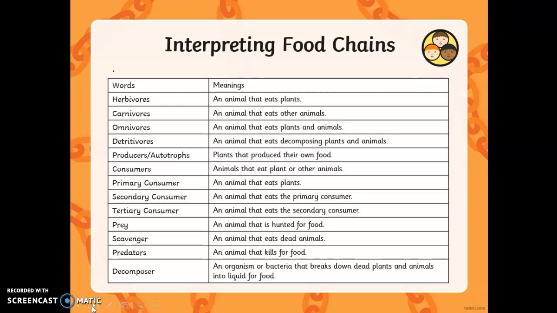Prey is an animal that is hunted for food. A scavenger is an animal that eats dead animals. So think about some of those maybe video clips we've seen about safaris or in the wild. There's animals that go over when another animal's being killed and feed off it. I'm thinking of hyenas, those kind of animals. Predators, an animal that kills for food. And decomposer, an organism or bacteria that breaks down dead plants and animals into liquid for food.